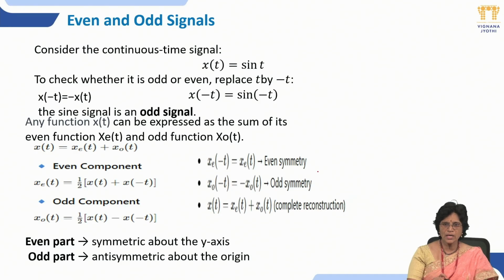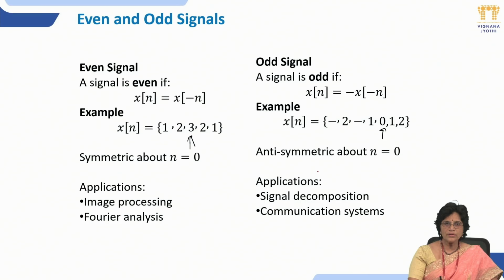So x of t equal to xe plus xo, as I already mentioned. If you want reconstruction, you require both the even component and the odd component. Always, the even part is symmetric about the y-axis, and the odd signal is antisymmetric about the origin. Now coming to discrete or digital signals. Here also the same concept applies, only t is replaced by n. If n is replaced by minus n and the signal is unchanged, then we say that it is an even signal.